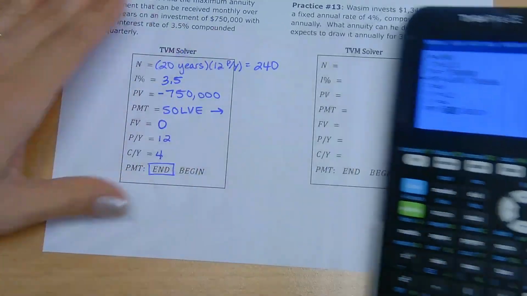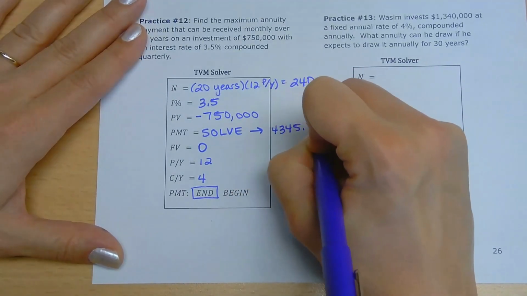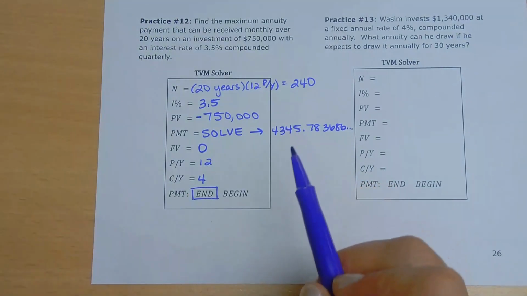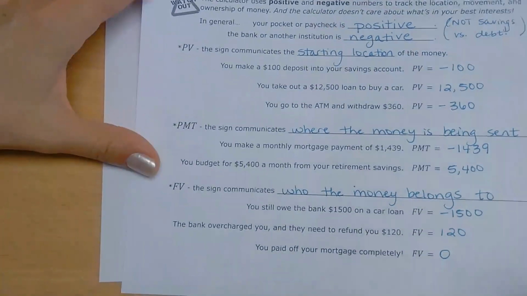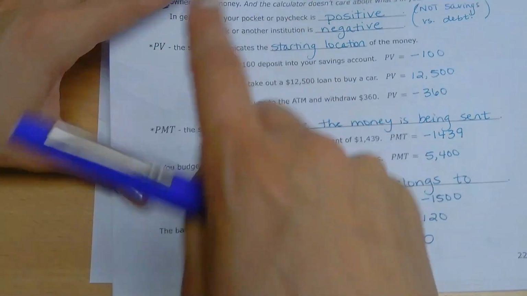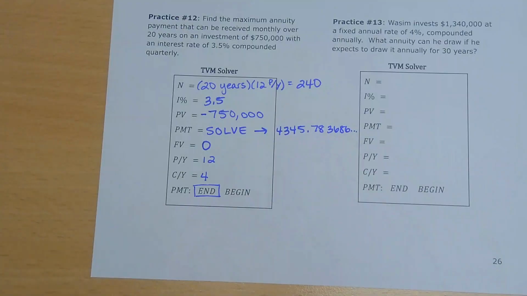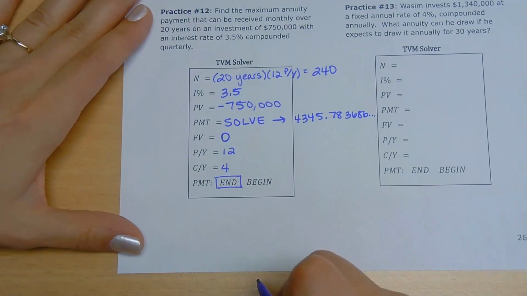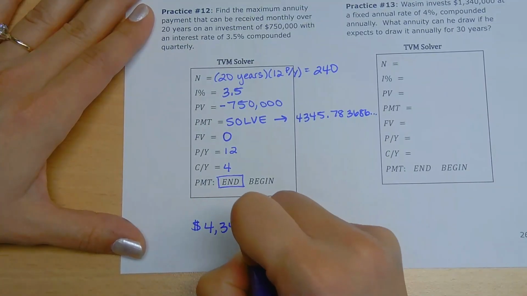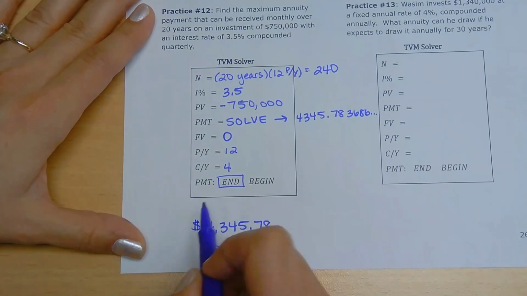I've got my black box, so that tells me this is for this problem. So I've got 4,345.783686. This is listed as positive, which helps me know that I've done the problem correctly because payment sign says where the money is being sent. And positive would be it's being sent to me, my pocket, my paycheck. I'm the one receiving it. So that makes sense. If it's my savings, then the money should be sent to me each month. So I'm going to then just round this to the nearest penny. $4,345.78 per month is my final answer there.